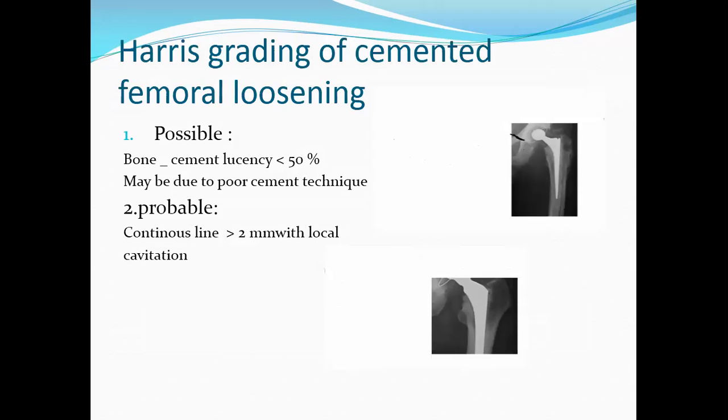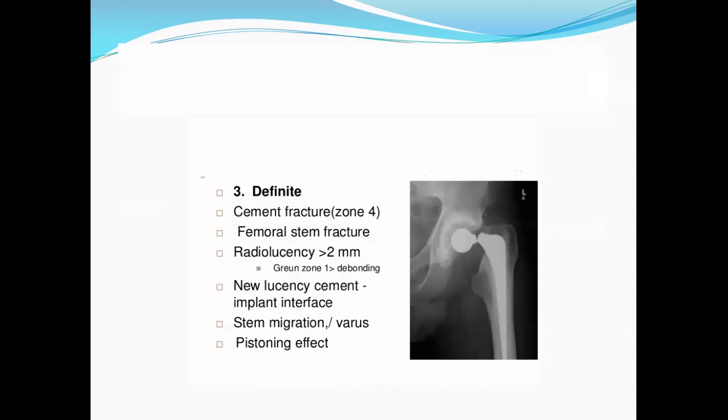There's another grading system for femoral loosening. It's Harris grading. It's 3 types: possible, probable, and definitive. In the possible, the bone cement lucency is less than 50%, mainly due to poor cement technique. Probable, continual line more than 2 millimeters with local cavitation. Definitive starts in zone 4 on the tip of the prosthesis, and after that, stem migration going into varus and pistoning effect. Radiolucency is more than 2 millimeters in other zones.